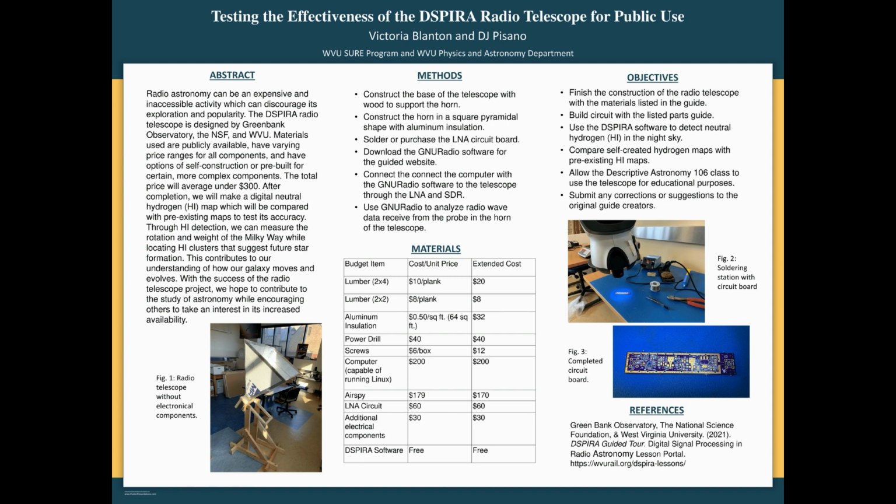Once the construction of the telescope is complete, we will attempt to collect data that we receive from our telescope. We're planning on comparing the maps that we make with pre-existing maps to find the accuracy of the telescope before we use it for our own purposes. The telescope will hopefully be used in the descriptive astronomy class here at WVU. We hope to not only add information to the world of astronomy, but encourage others to do the same. Once our testing is finished, we plan on also submitting any suggestions or corrections to the original creators so that the entire process is easier to use.